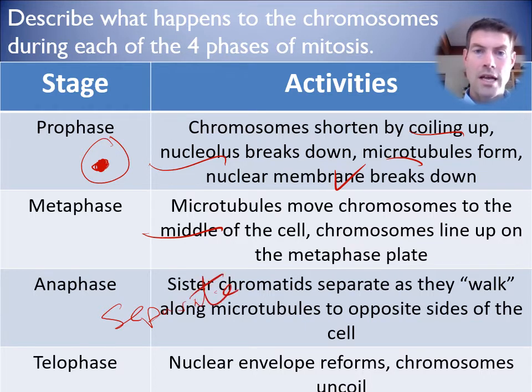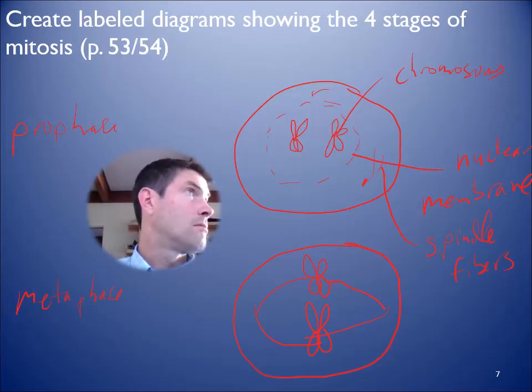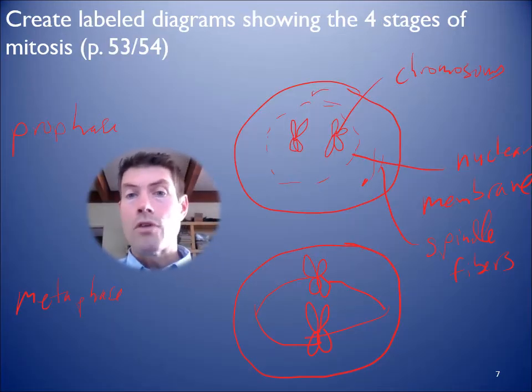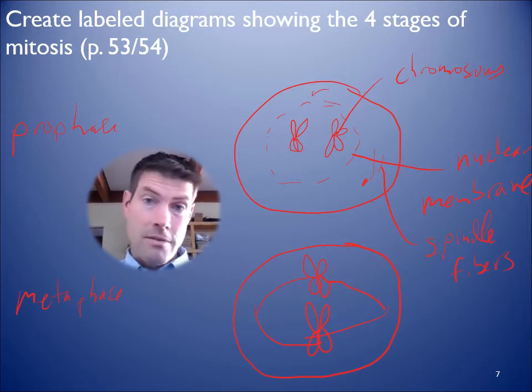They separate, and then telophase, that envelope reforms, and the nucleus reforms, so the envelope is there, of course, and then the chromosomes uncoil and become less visible like that. So, draw some diagrams. Please make them a little nicer than mine.